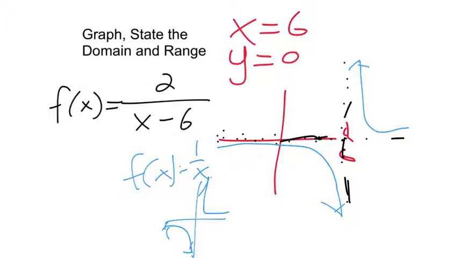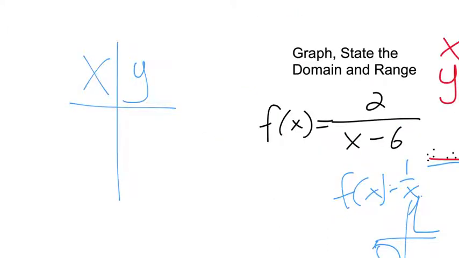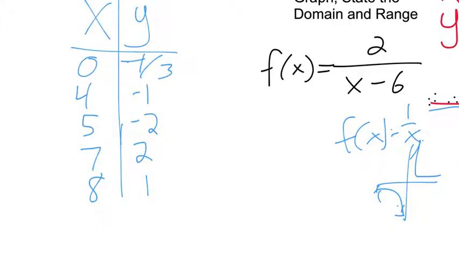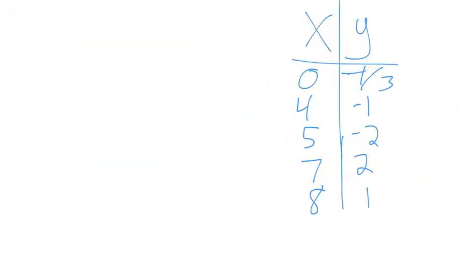The other way to graph this, make an x and y table and start plugging in some values. Like if I plug in a 0 in for x, I get negative 1/3 out for y. Okay, because I just plugged in the 0 right here, and for x I got 2 over negative 6. So I went through and plugged in some other numbers, and the whole point of the x and y table is that it can let you get a quick graph by plotting the points.